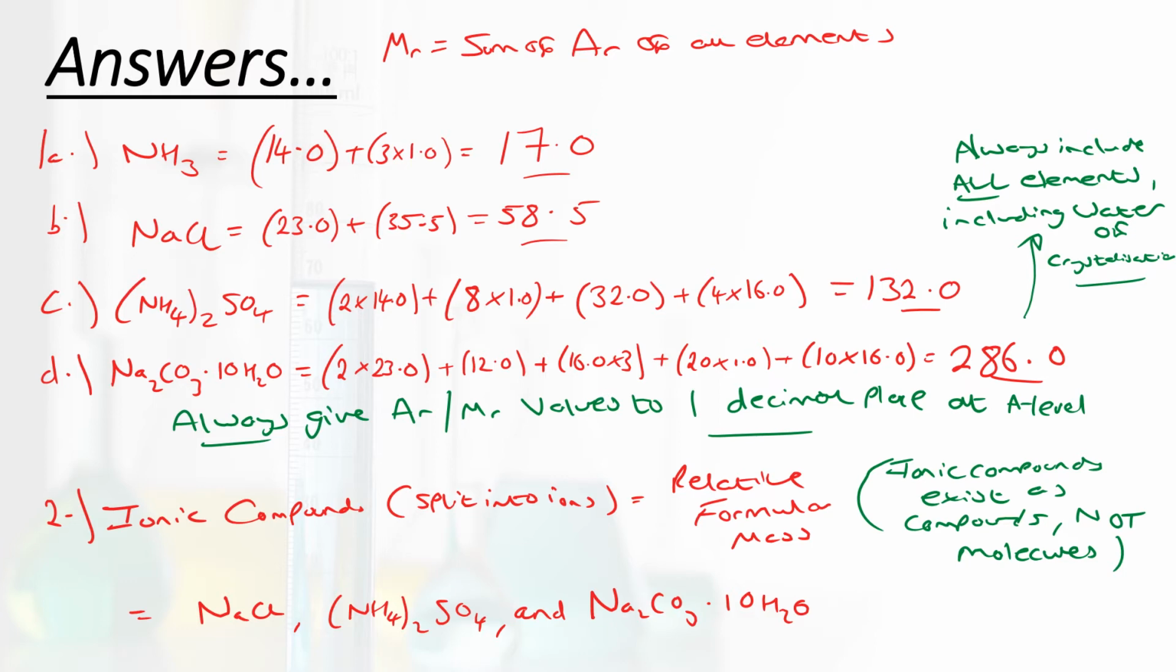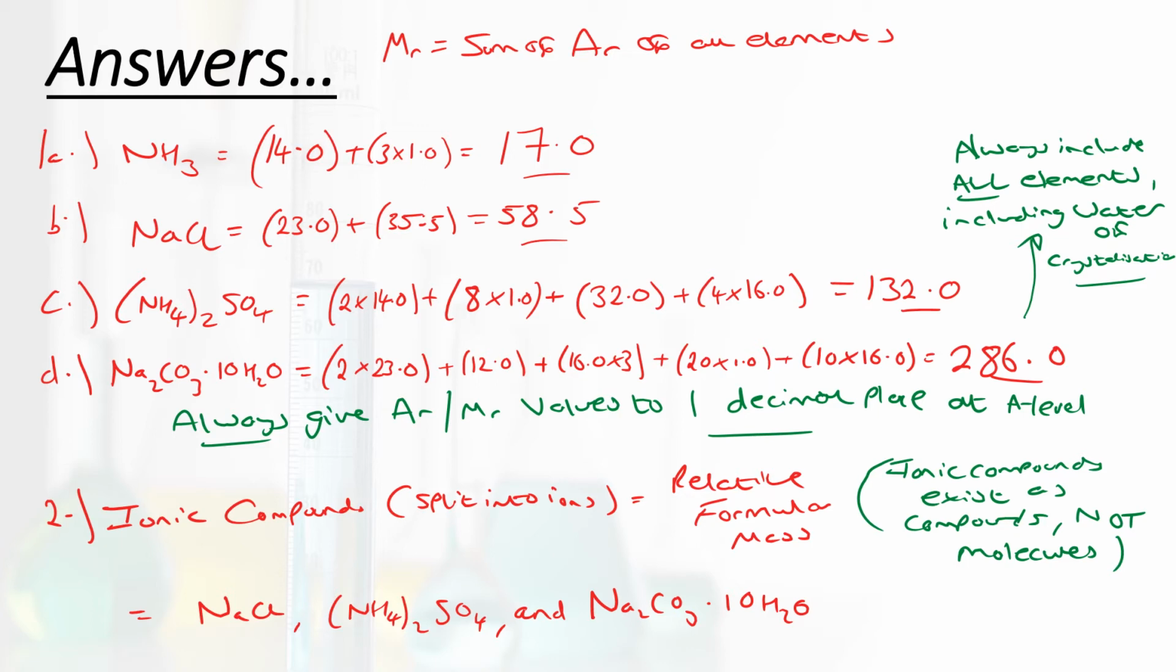So we have 2 sodiums, 2 times 23, a carbon, which is just 12. We then have our 3 oxygens from the carbonate, so 16 times 3. We then have 20 hydrogens, because it's H2O, so 10 times the 2 H's gives us 20 of them, so 20 times 1. And then the 10 oxygens that are in water, so 10 times 16. And the total comes out to be 286.0.